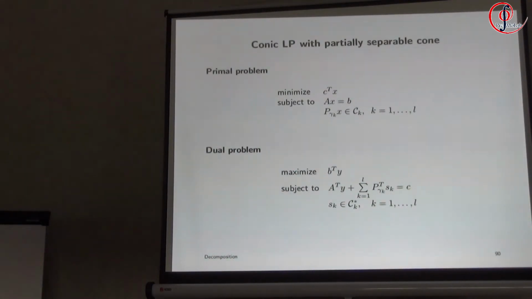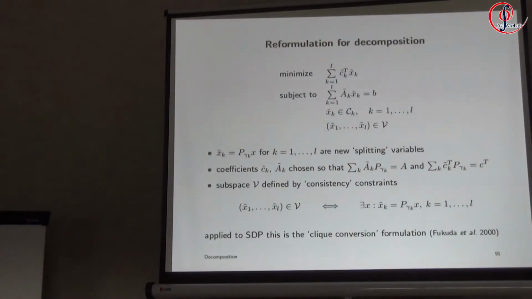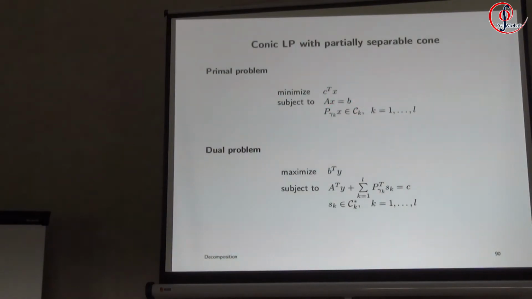In decomposition methods, for interior point methods or first order methods, an obvious idea to exploit this structure is to introduce splitting variables for each of these subvectors. Each of these is a subvector; these are overlapping subvectors of the same vector x. So we introduce new variables for each of these subvectors, and then add constraints to make sure that everything is consistent. That gives us this formulation. The xk tildes represent these different subvectors of the same vector x.